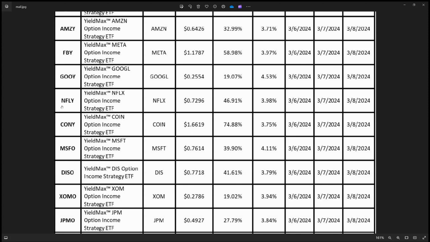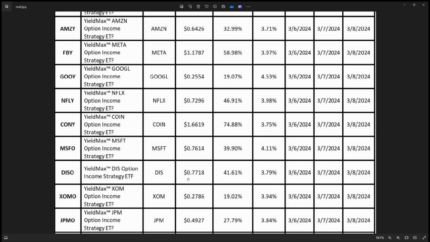Anyway, moving on. NFLY, 72 cents. Not bad, 46.91%. Let's call it 47%. CONY, I'm a CONY owner. Very nice payout this month, $1.66, almost 75%. I will take that any day. MSFO, 76 cents, almost 40%. You gotta love it.